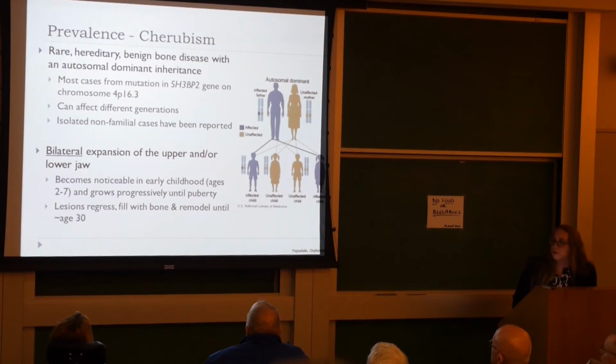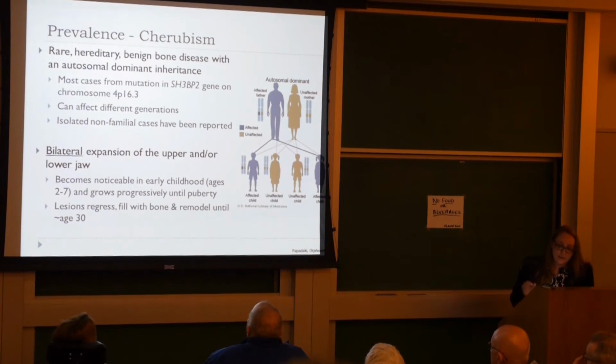As far as cherubism goes, many of you may be familiar with it, might not be familiar with it, but it is a rare hereditary benign bone disease with an autosomal dominant inheritance. And what is autosomal dominance? If you haven't heard of that, that means that you just need one affected copy of the gene from one of your parents in order to have the disease. Most of these cases come from a mutation in the SH3BP2 gene, which is located on chromosome 4. And this disease can go from generation to generation if it is autosomal dominant. However, in some cases, we've seen non-familial or sporadic cases that have popped up.